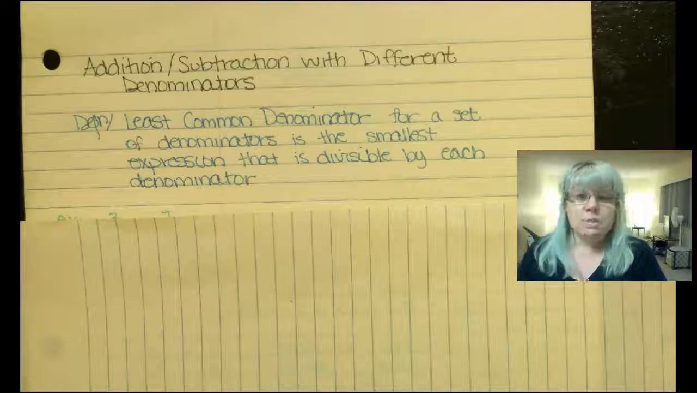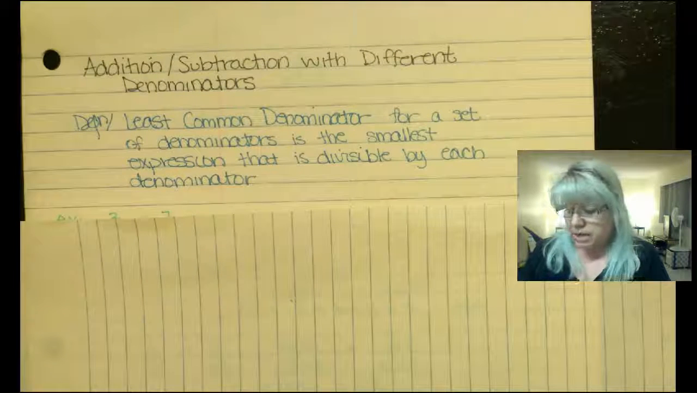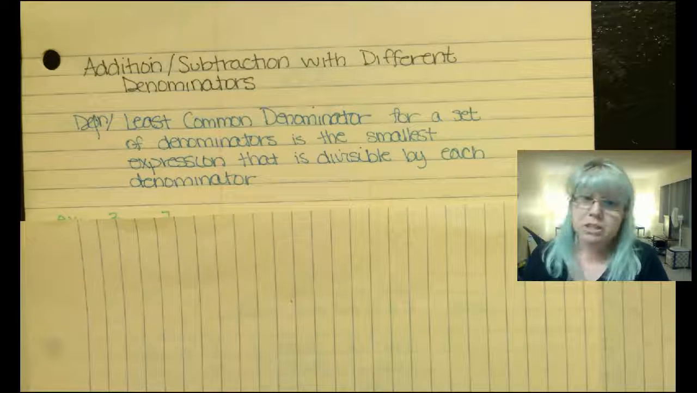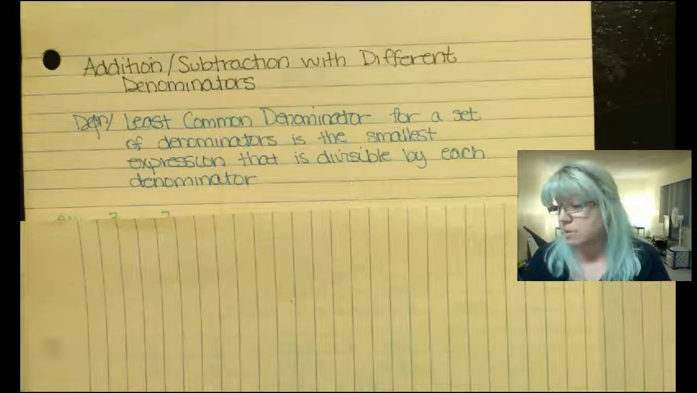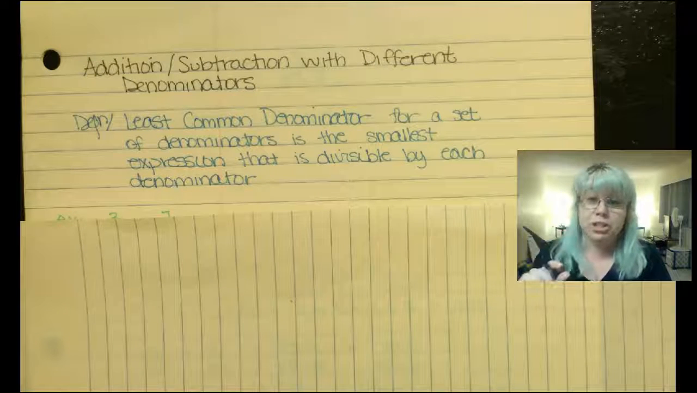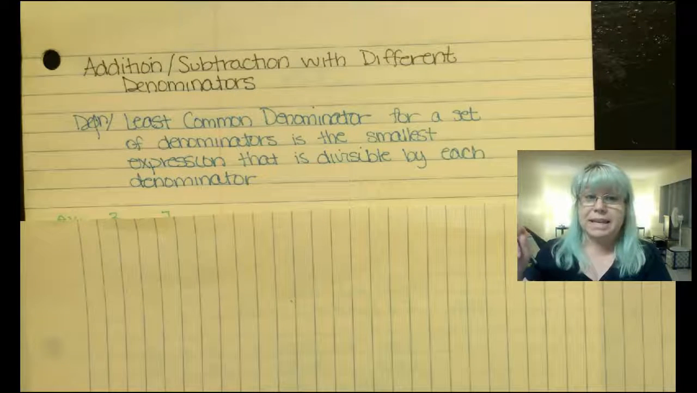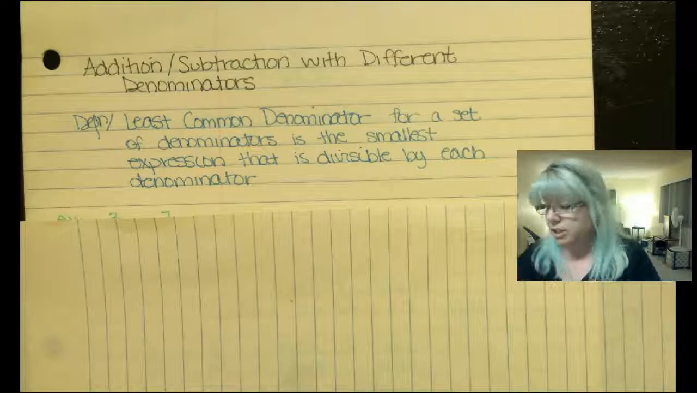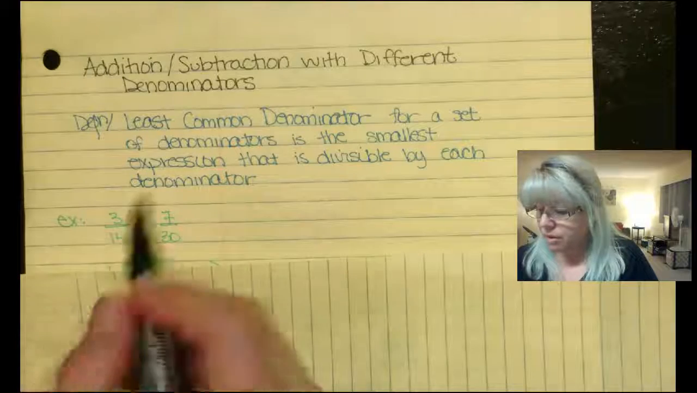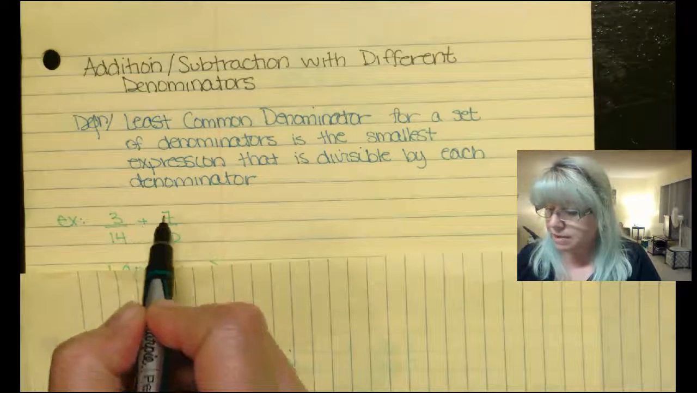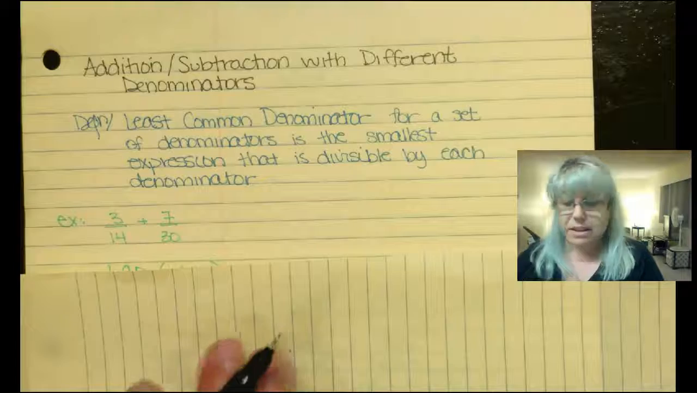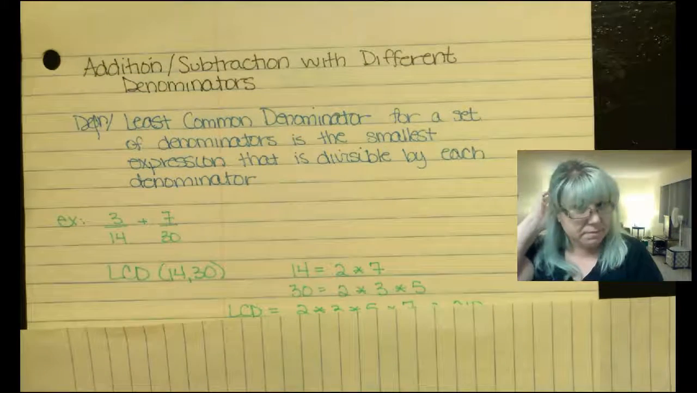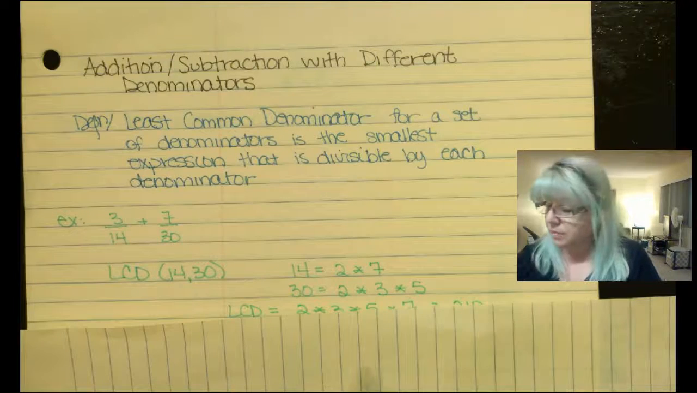So addition and subtraction with different denominators, we find the least common denominator. Now, a least common denominator for a set of denominators is the smallest expression that is divisible by each of the denominators. Let's try a regular fraction. So if I have 13 over 14 plus 7 over 30, I need to find the LCD of 14 and 30. So I look at its primes, right? I look at its factors.